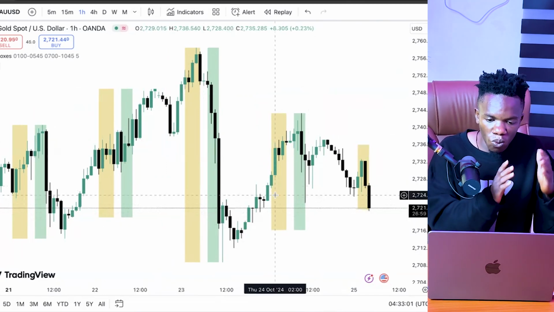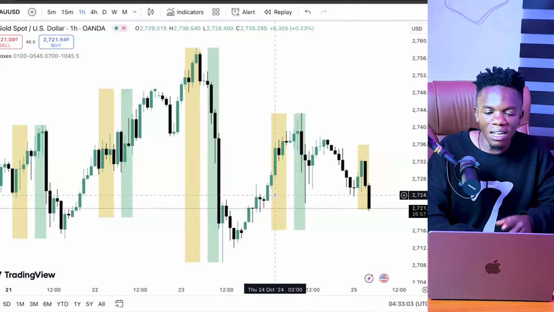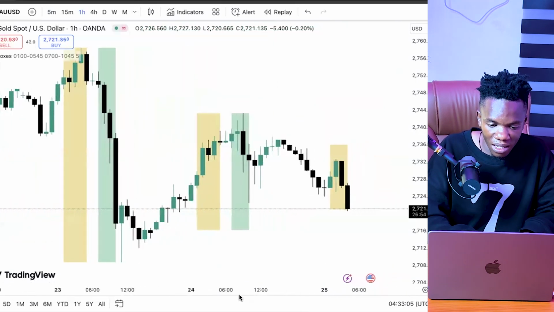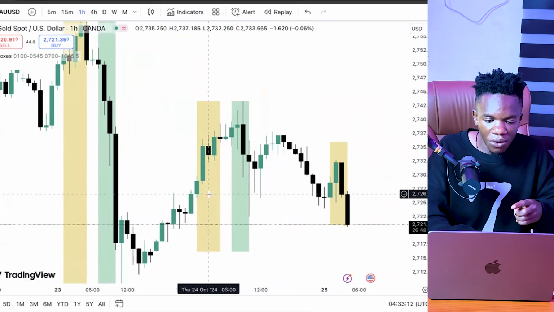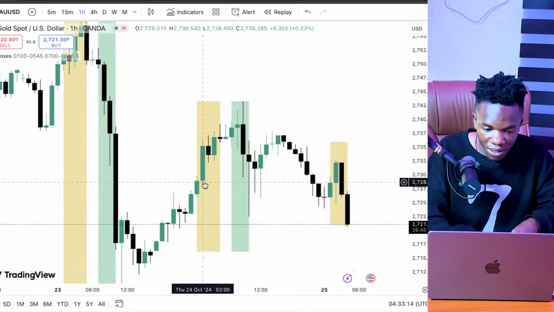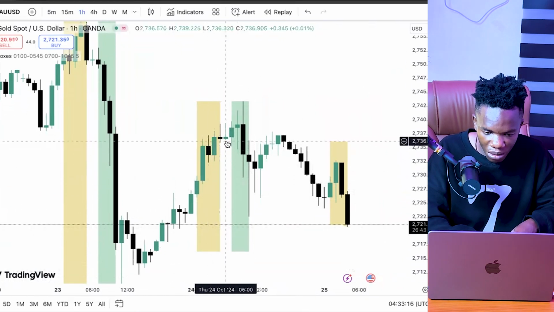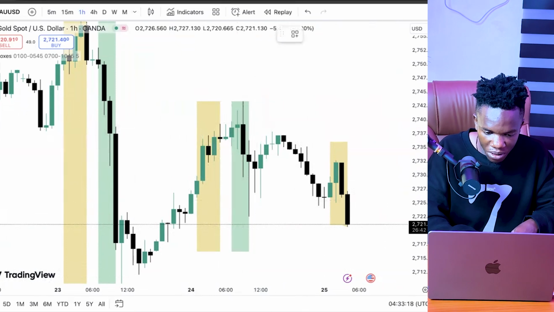I want to put it into work with the current market. For example, take a look at this move yesterday. Of course, the bias, if you go to the daily time frame, is bearish. Now you see how price started moving to the upside during the London key zone, starting from here, and then in the New York key zone price collapsed.